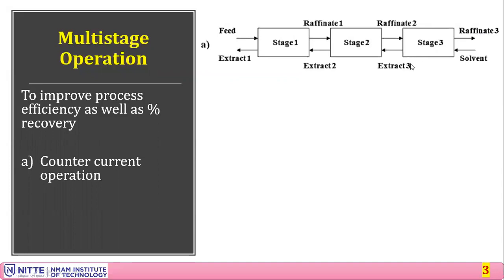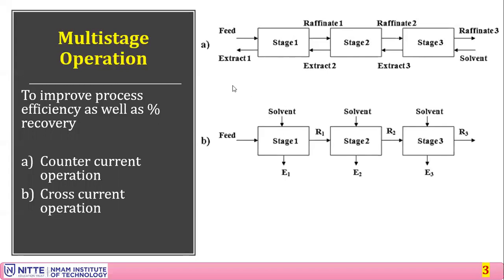Since it is stage 3, it is named extract 3, and that becomes the solvent phase that enters stage 2, and it forms the extract phase and leaves stage 2. Since stage 2 is numbered 2 here, the extract phase is also numbered 2, and that forms the solvent to stage 1, and it exits as extract 1 from stage 1. So if you look at the flow arrangement, the feed once enters continues through all the stages. The solvent, once it enters from the last stage, passes through all the stages and exits the first stage. So this is the countercurrent operation.